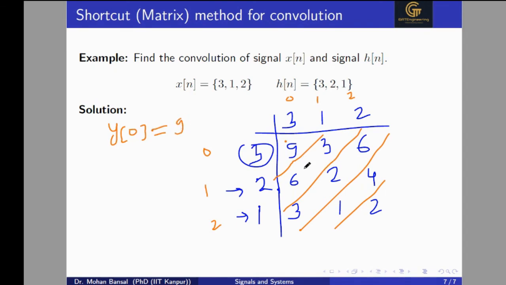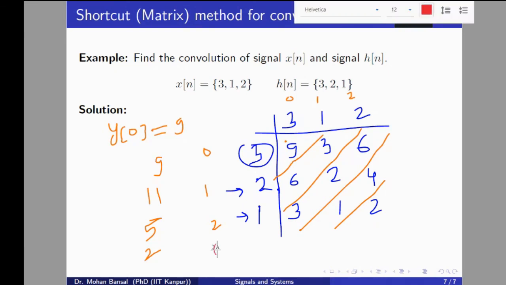Now, between this box, we'll add 6 and 3, we'll get the next value, that is 9. We will add 3, 2, and 6: 3 plus 2 is 5, 5 plus 6 is 11, we'll get 11. Similarly, we'll add 1 plus 4, we'll get 5, and the last element is 2. So this is what we are getting: 9, 9, 11, 5, and 2 is the value for y.